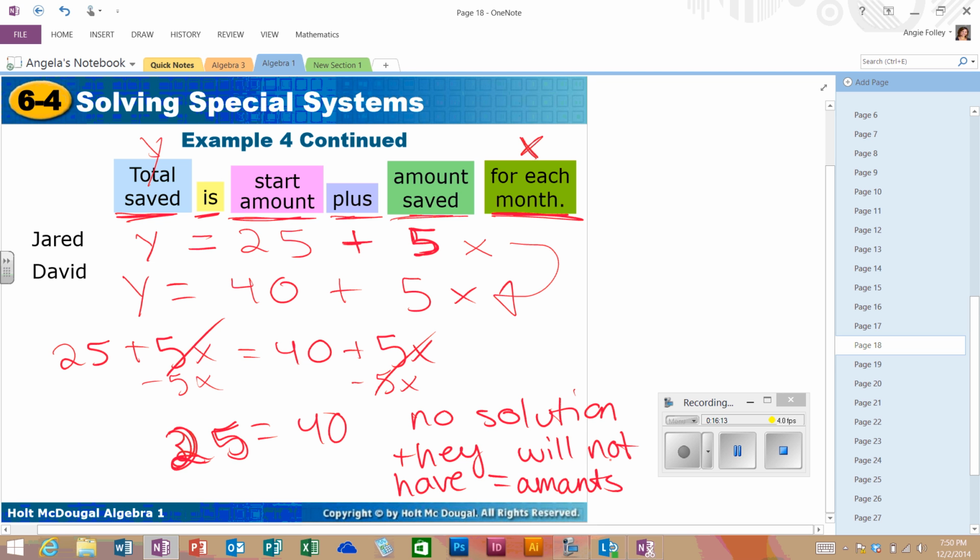Okay? So again, this lesson has a lot of vocabulary. You guys just have to read it, practice it, and memorize it. And that's it.